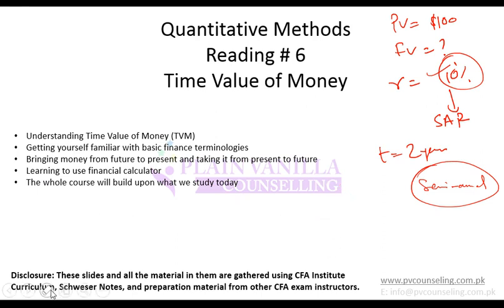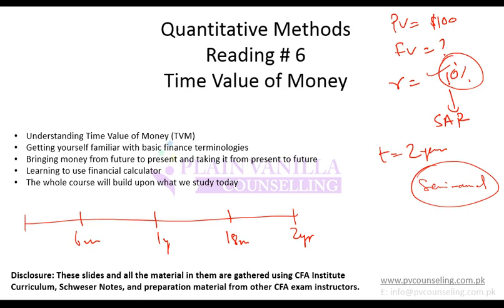So for example, if I tell you that this rate is semi-annually compounded, it means that you get a return after every 6 months, which means there will be 4 periods: 6 months, 1 year, and then 18 months, and then 2 years. Every 6 months you will get a return.